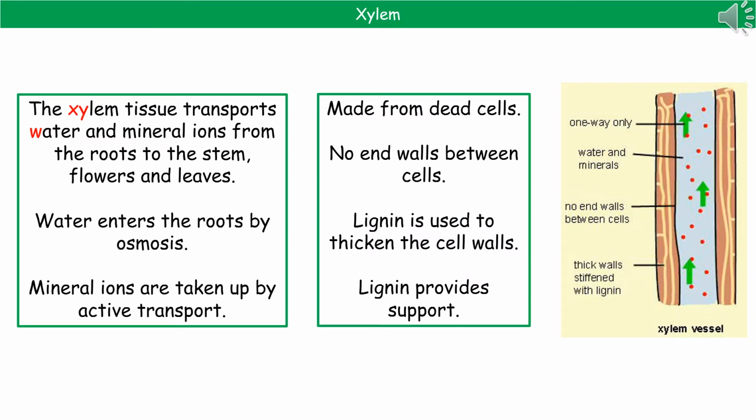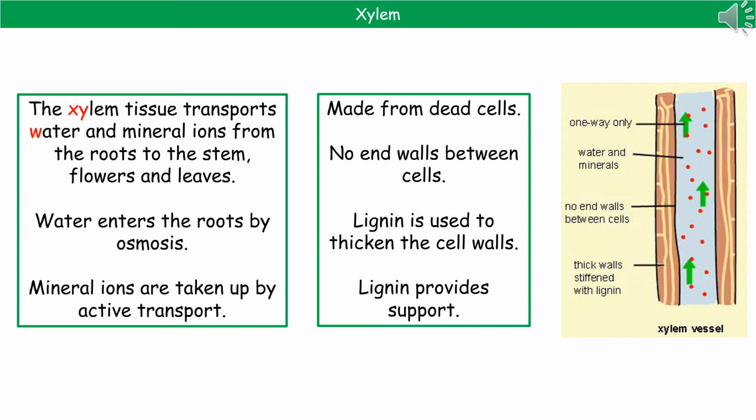In today's Biology Blast, we're going to have a look at plant transport systems. So the first one of these is the xylem tissue. Xylem transports water and mineral ions. So don't forget, good old alphabet here, WXY, water in xylem. And it's going to take those from the roots to the leaves. Water enters the roots by osmosis and the mineral ions are taken up by active transport.